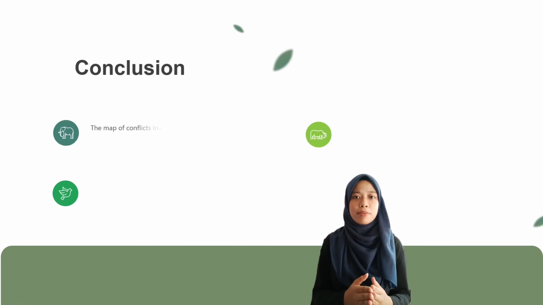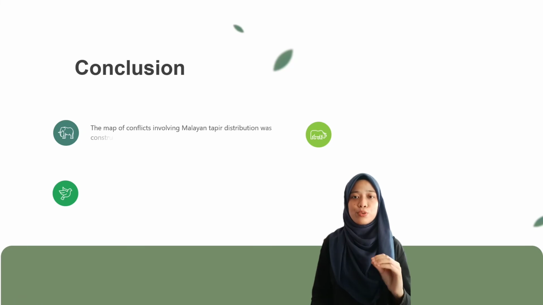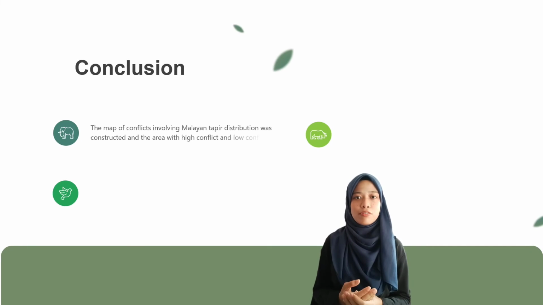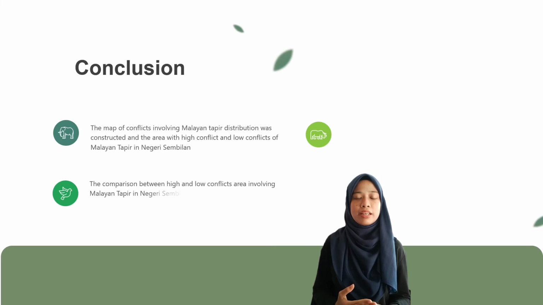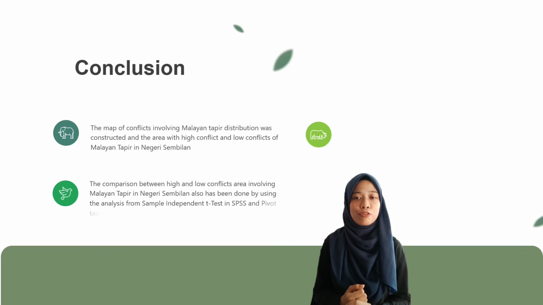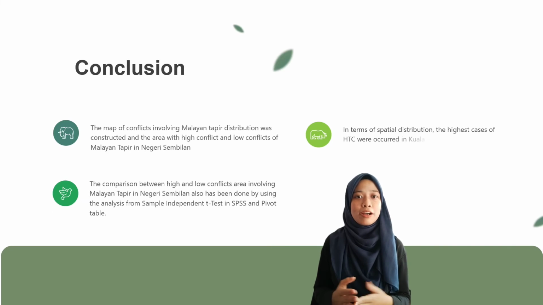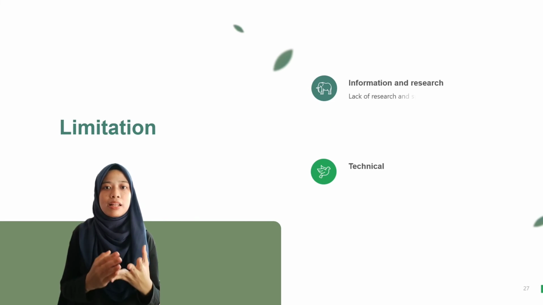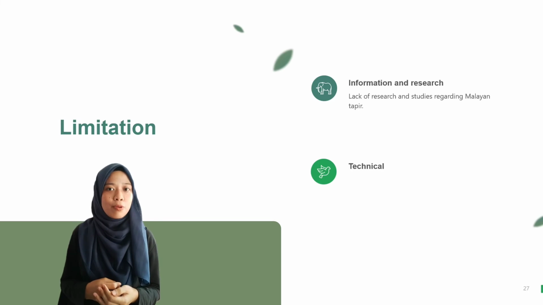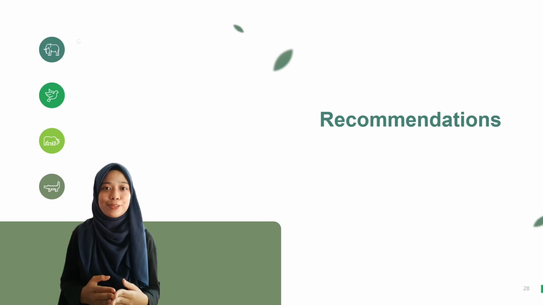As a conclusion, the map of conflict involving Malayan tapir distribution was constructed, showing the areas with high conflict and low conflict of Malayan tapir in Negeri Sembilan. Next, the comparison between high and low conflict areas involving Malayan tapir in Negeri Sembilan has also been done by using the analysis from independent sample t-tests in SPSS software and pivot table. In terms of spatial distribution, the highest cases of conflict occur in Kuala Pilah, while the lowest cases of conflict occur in Rembau. The limitation of this study is the lack of research studies regarding Malayan tapir and the presence of problems that happened while running the SPSS software.